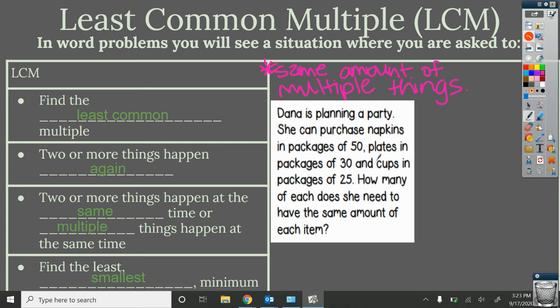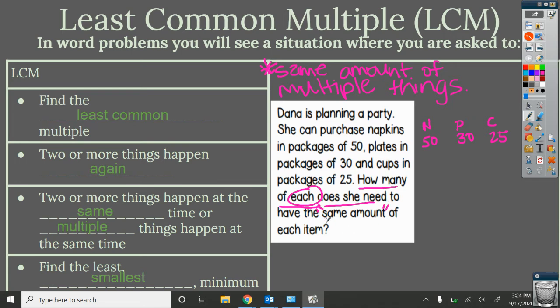So this situation says Dana is planning a party. She can purchase napkins in packages of 50, plates in packages of 30, and cups in packages of 25. How many of each does she need to have the same amount of each item? So the napkins come in packs of 50, the plates come in packs of 30, and the cups come in packs of 25. I need to know how many packs of napkins, how many packs of plates, how many packs of cups to have the same amount.